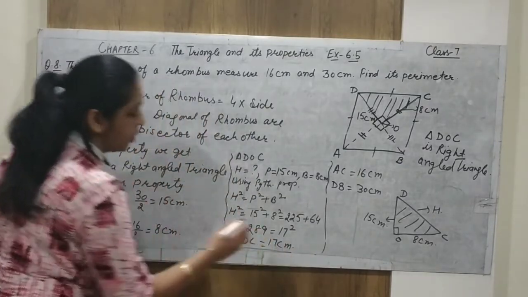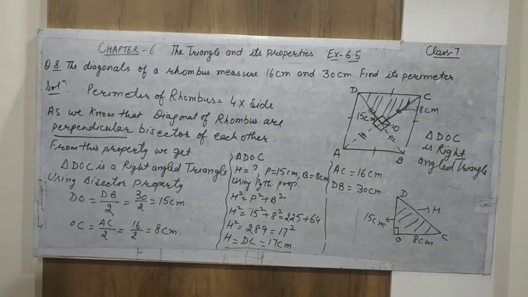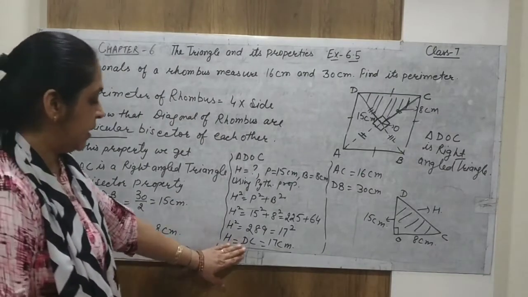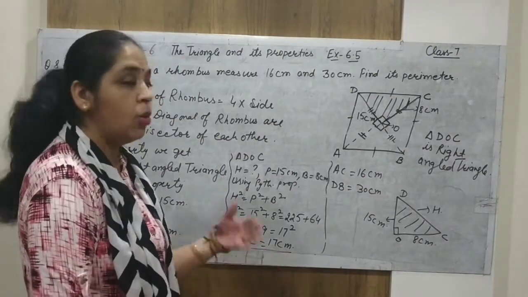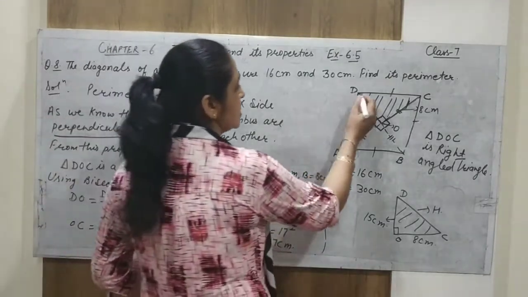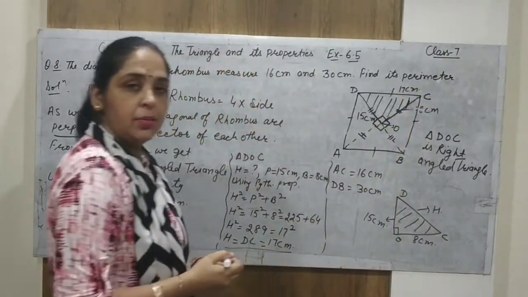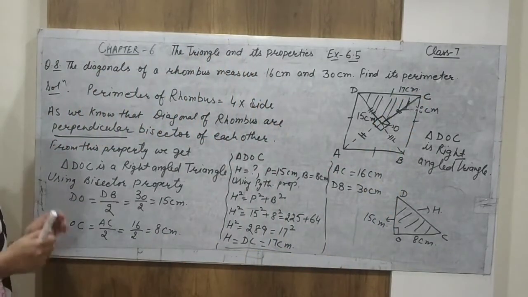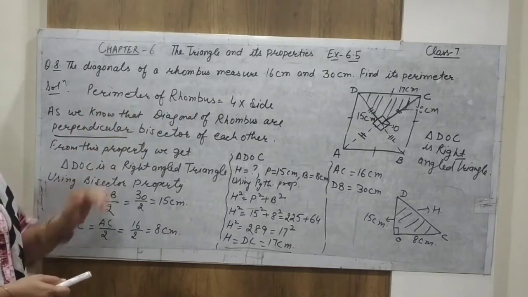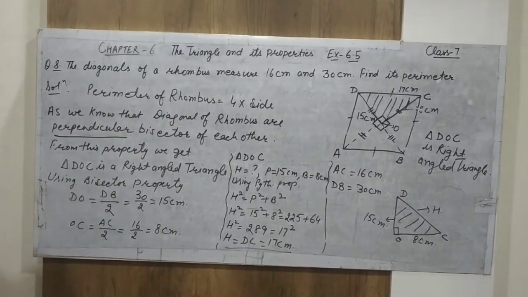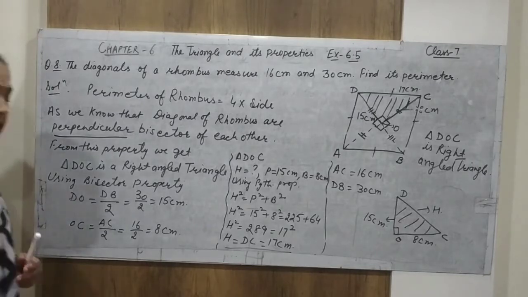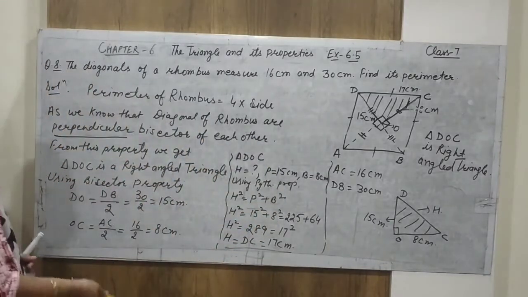This is a very important point. H means DC. DC is equal to 17 centimeter. Now DC is one side of the rhombus and its value is 17 centimeter. We get the side. When we find out the side, what is the value of the perimeter? 4 into side. So 4 into side is equal to the perimeter of the rhombus.